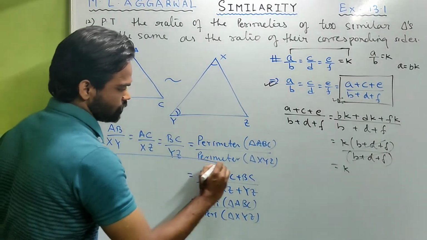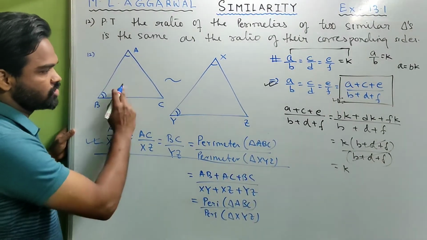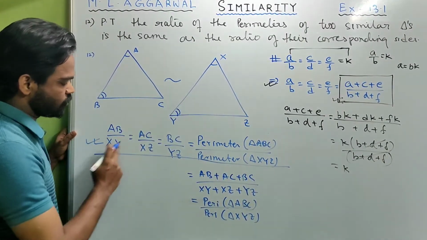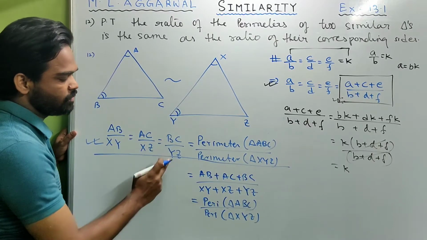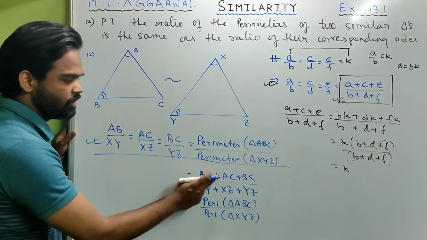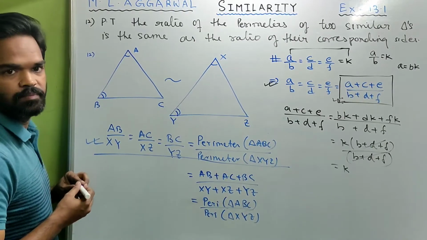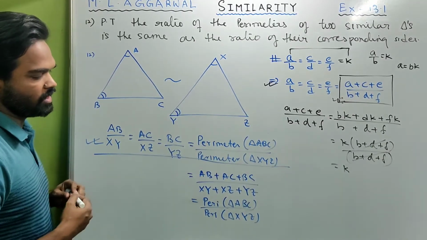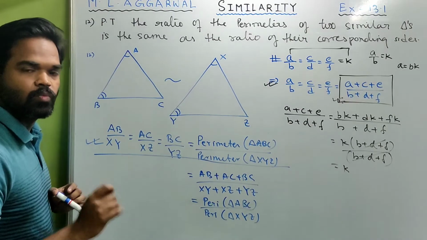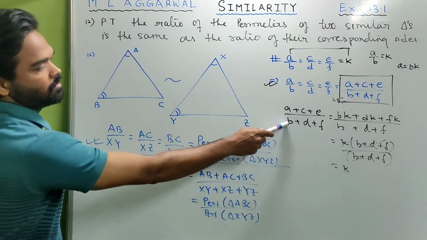See, if these two triangles are similar, then AB by XY equals to AC by XZ equals to BC by YZ, and this will be equal to AB plus AC plus BC by XY plus XZ plus YZ, which is equal to perimeter of triangle ABC by perimeter of triangle XYZ. Remember this, okay?